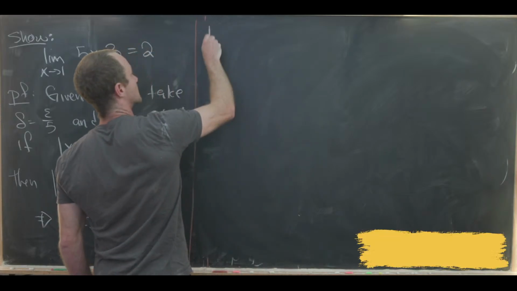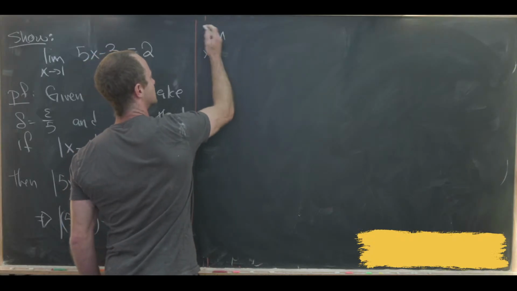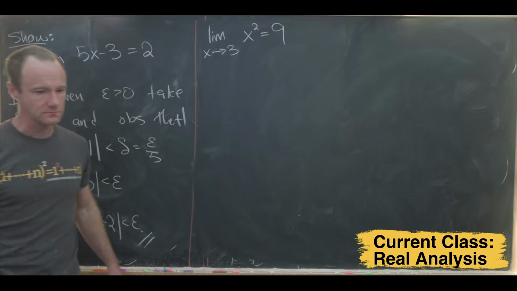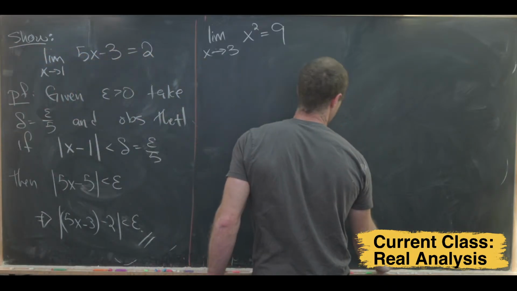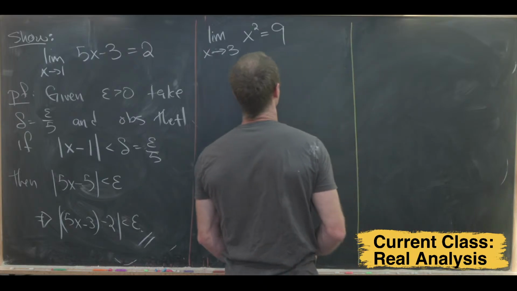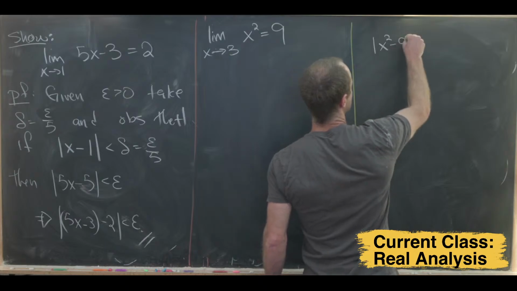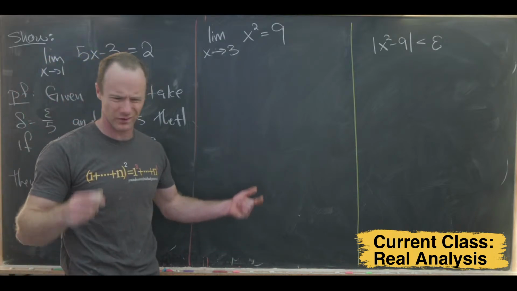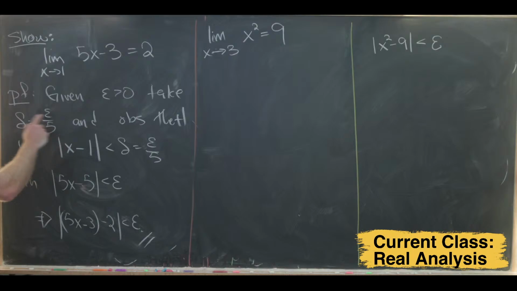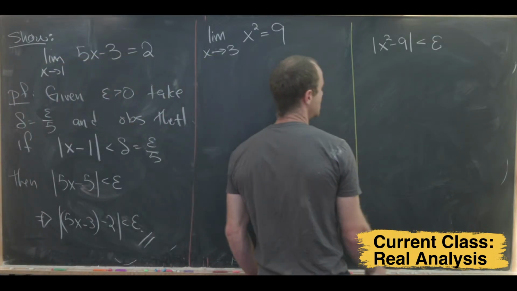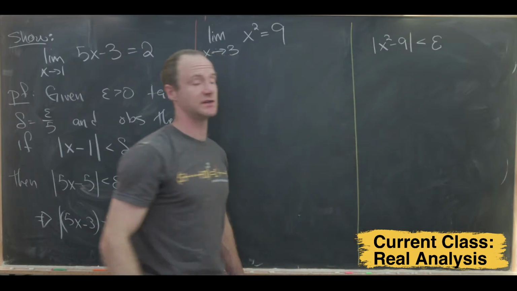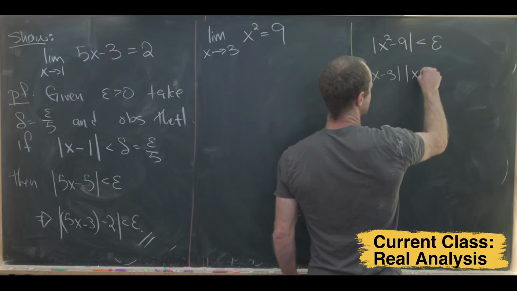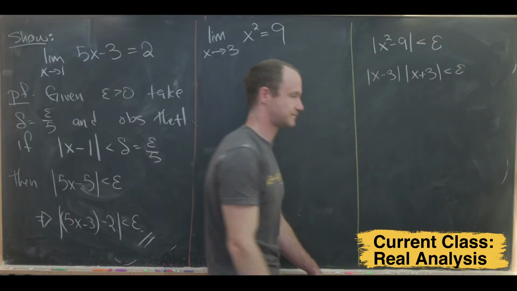Okay, let's do the limit as x goes to 3 of x squared equals 9. Again, we're going to do our typical strategy of scratch work and then writing it in reverse. So our goal will be to have the absolute value of x squared minus 9 less than epsilon. So we write the goal here, and then we work towards the beginning setup, which is this delta thing over here. This is screaming out for us to do a factorization of a difference of squares. So we can have this as the absolute value of x minus 3 times the absolute value of x plus 3 is less than epsilon.